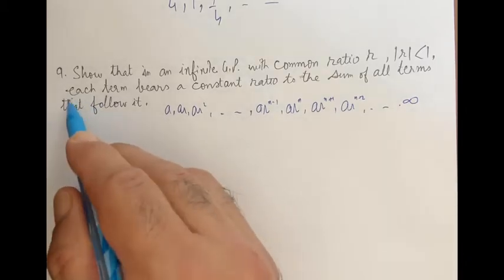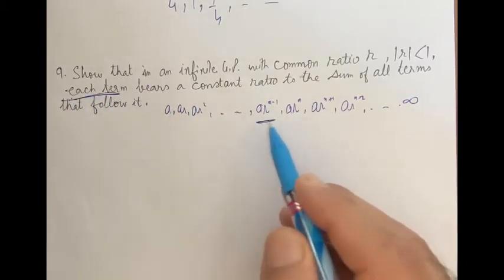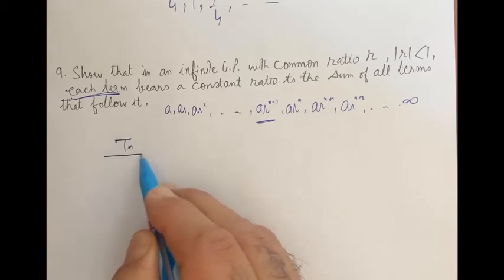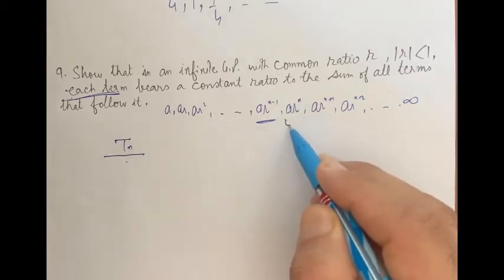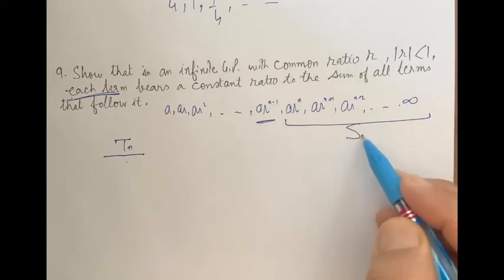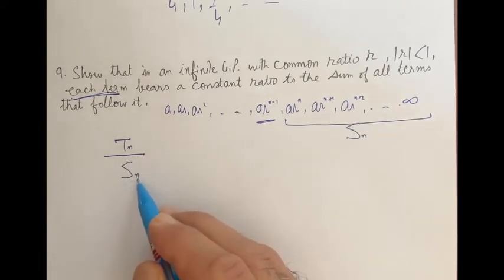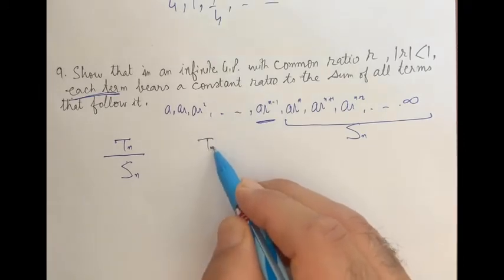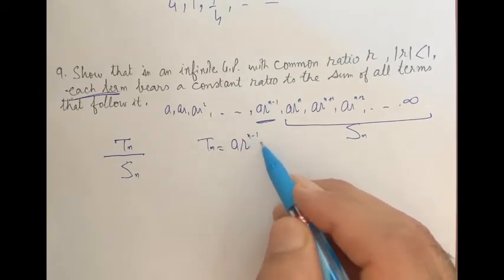So each term, say the nth term. We have to find the ratio of the nth term to the sum of these terms. Let's say this is Sn. We have to show that Tn upon Sn, where Sn is the sum of terms following the nth term, is constant. So we have Tn equal to a into r^(n-1).